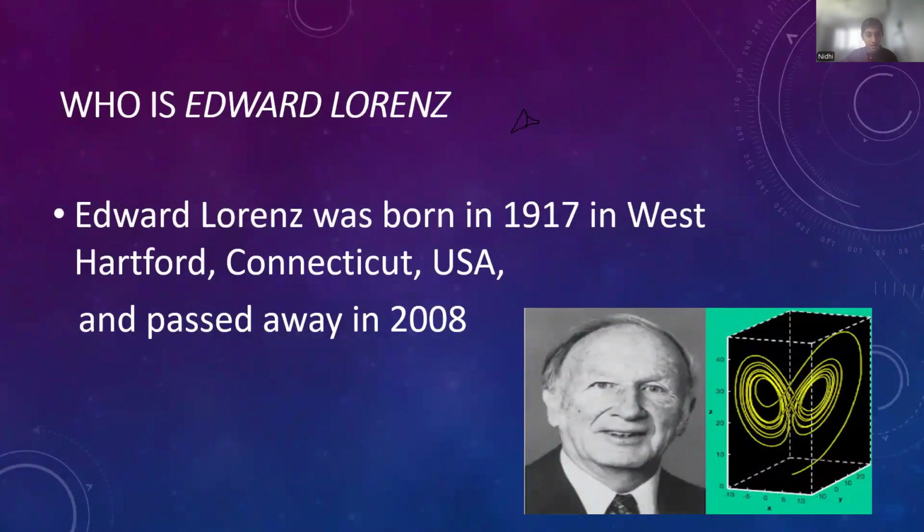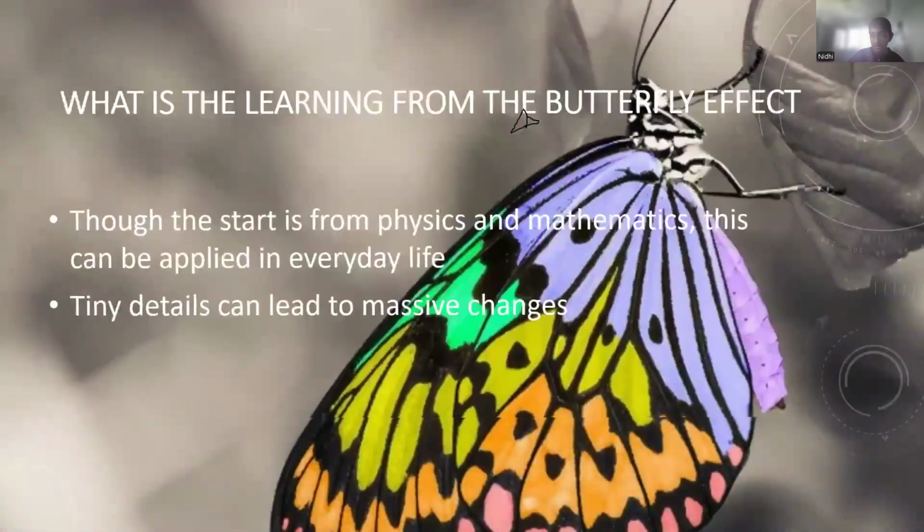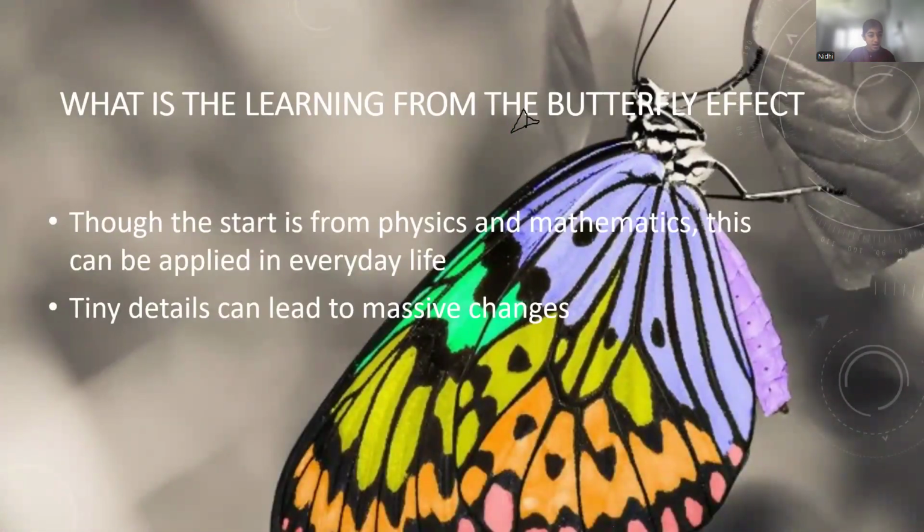Who is Edward Lorenz? Edward Lorenz was born in 1917 in West Hartford, Connecticut, USA, and passed away in 2008. What is the learning from the butterfly effect? So the start is from physics and mathematics. This can be applied in everyday life. Tiny details can lead to massive changes.